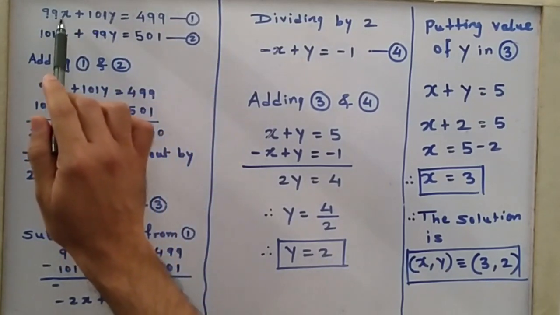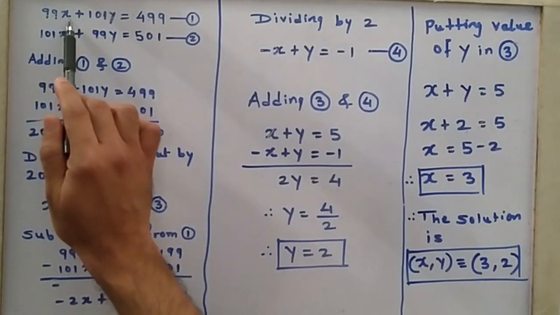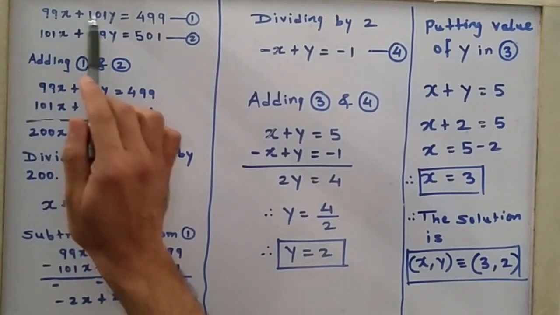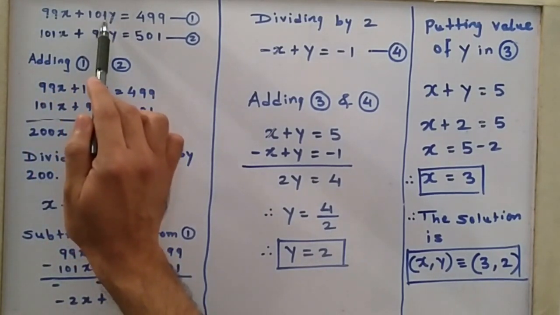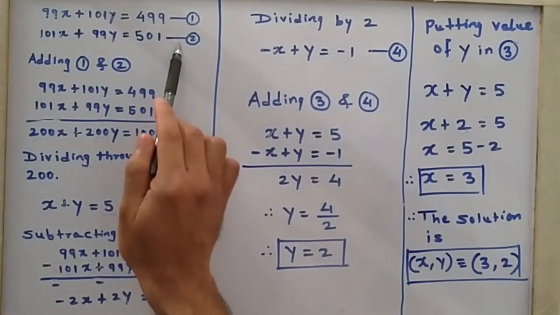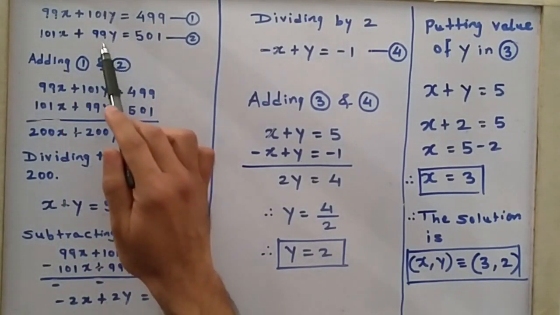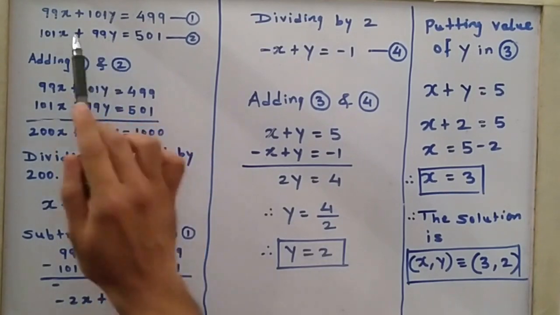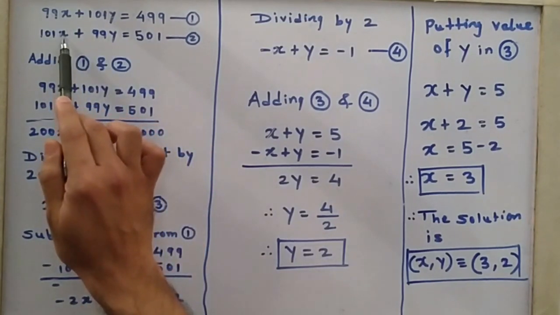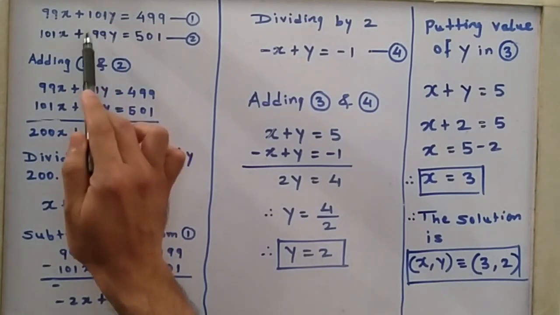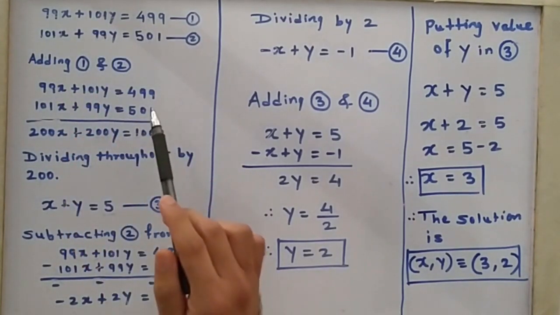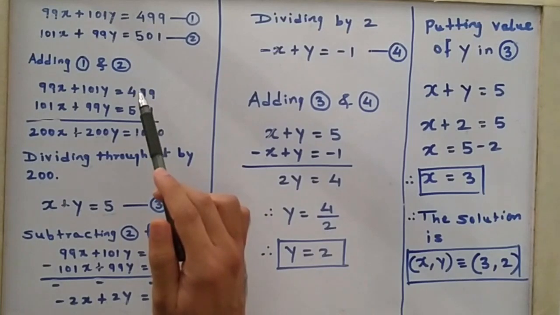The coefficient of x in equation 1 is 99 and the coefficient of y in equation 1 is 101. In equation 2, the coefficients have been interchanged. That is, the coefficient of x in equation 2 is 101 and the coefficient of y is 99. So this is a special type of a sum.